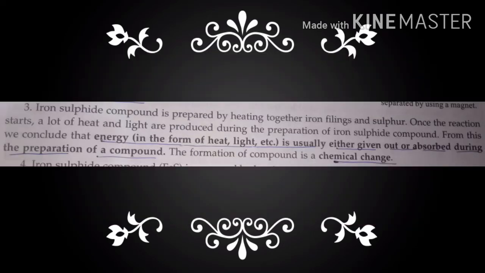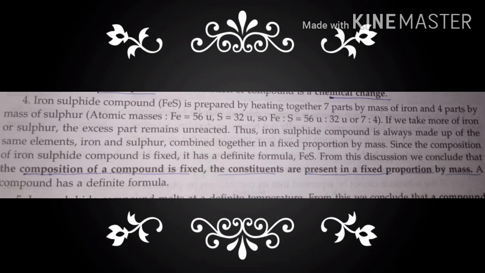The third property is that energy is usually either given out or absorbed during the preparation of a compound, and the formation of a compound is called a chemical change. The fourth one: the composition of a compound is fixed. The constituents are present in a fixed proportion by mass. We have already seen this in the examples of compounds.